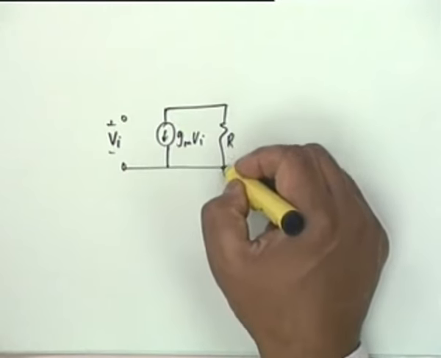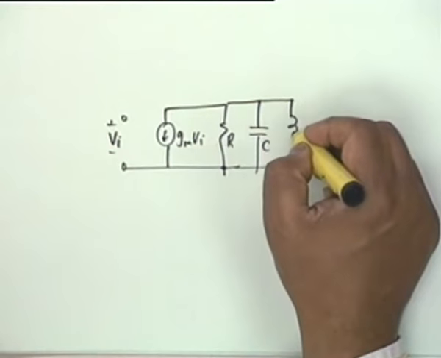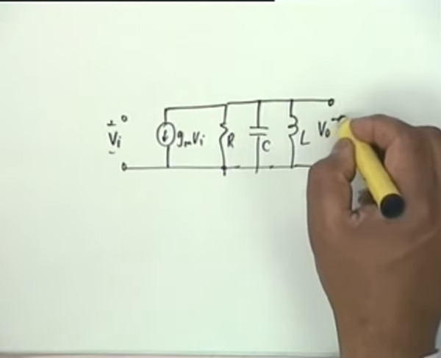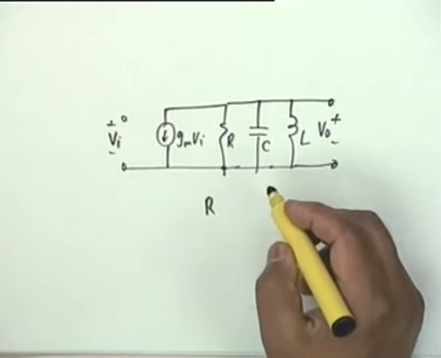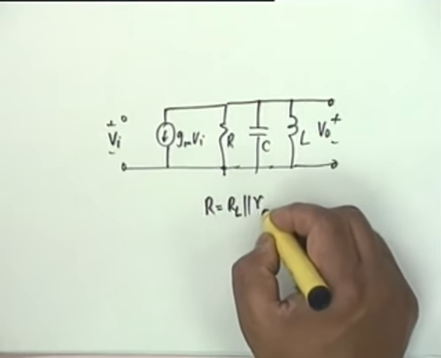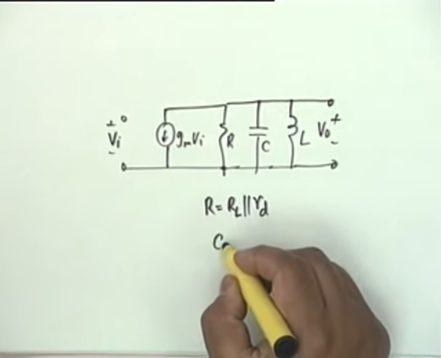I will use this as R, I will use this as C, and I will use an L here. Can you tell me why these are different? Why R is not RL? This R combines RL with small r subscript small d, the dynamic resistance of the FET. Quite so. What is C?